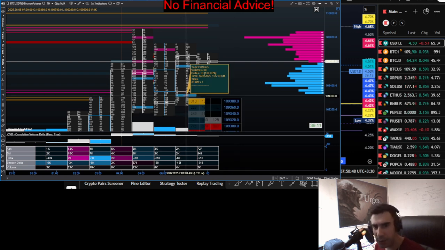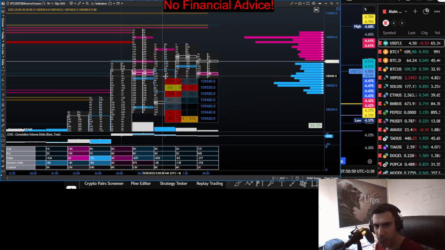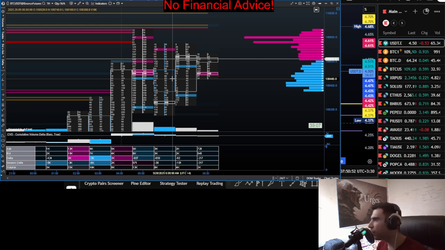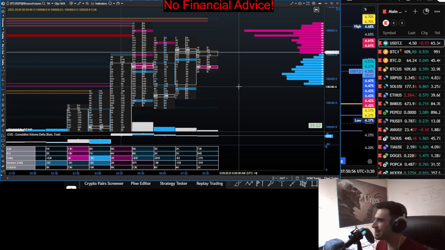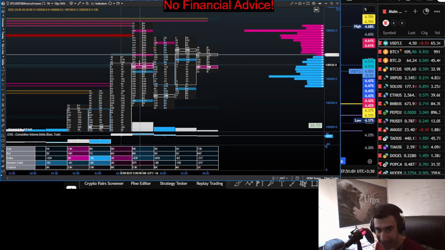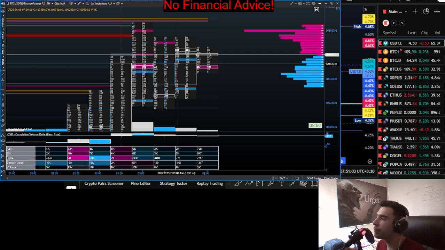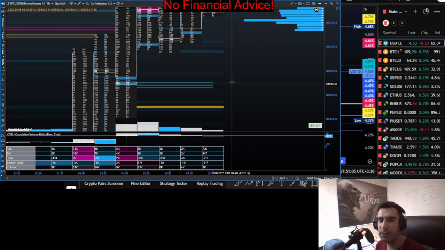So the tape patterns are these blue rectangles and the pink one. The pink one is asks. The blue ones are bids. All right, basically bids means somebody's buying, asks means somebody's selling. I don't want to go into details, but you could see there are asks coming in, but the bids are absorbing the asks, meaning they don't want it to go down.